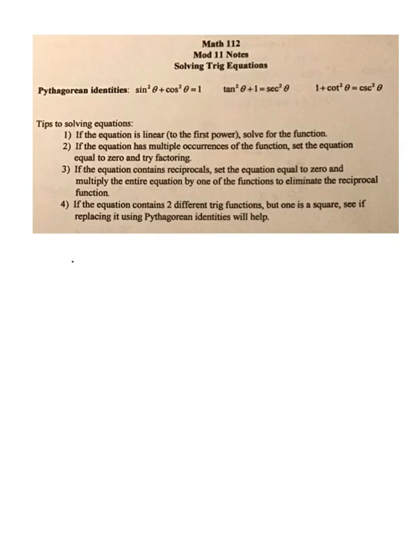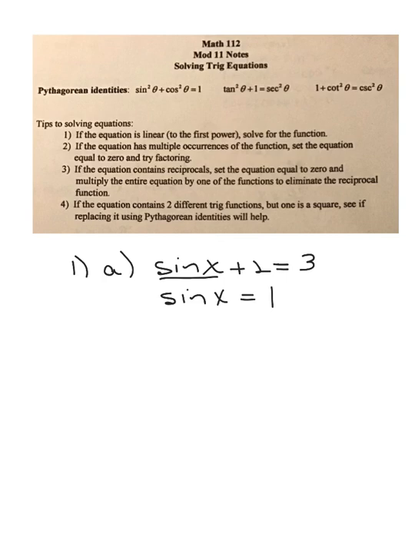So the first example that I want to do is just the very basic equation of sine of x plus 2 equals 3. This is example 1 from your notes. Notice that our equation is linear, meaning the function right here, sine of x, is to the first power. In that case, we want to get the sine of x by itself. So we are going to subtract 2 from both sides and get the sine of x equals 1.